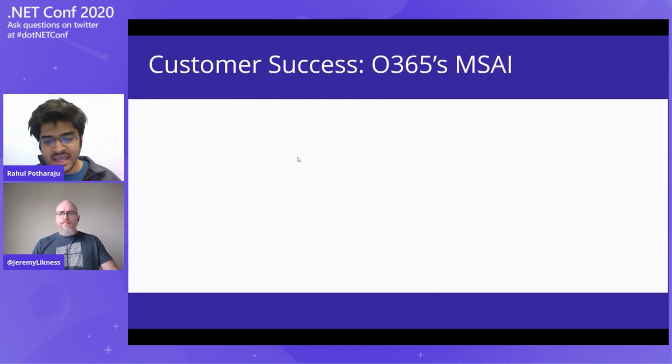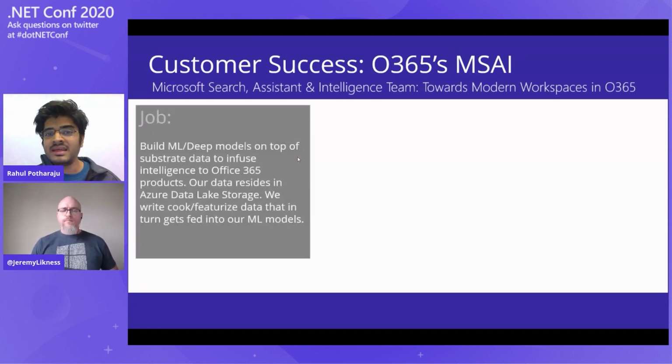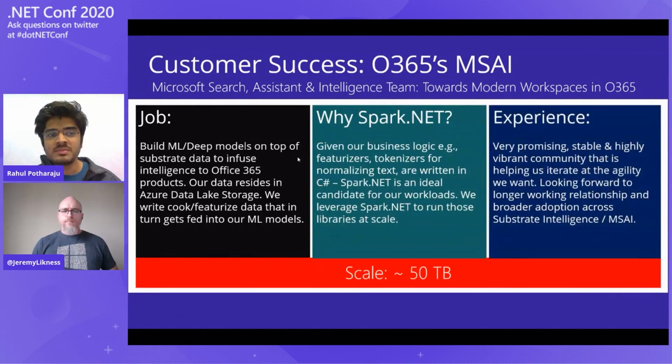The second piece is, over the last 2 years, we've been working extremely closely with some of the massive teams inside Microsoft. One to specifically name is the Office team. There is a team called MSAI, which is responsible for Microsoft search, assistance, and intelligence, and everything that powers some of the really cool new features coming out of Outlook. They are now using .NET for Spark in production consistently for the last year or so, running regularly on workloads of size pretty much 50 terabytes every couple of days. And that is just one team.